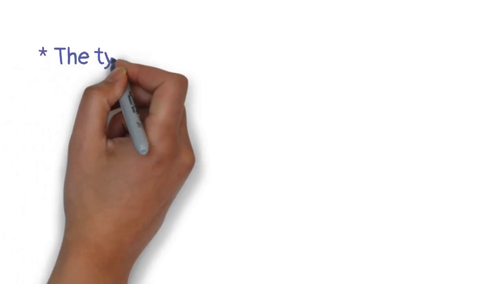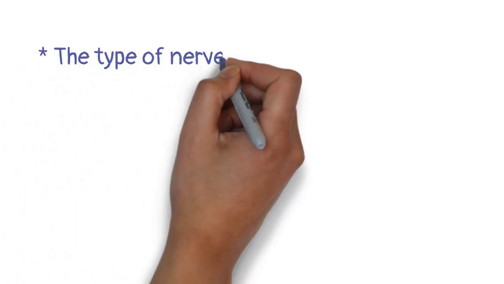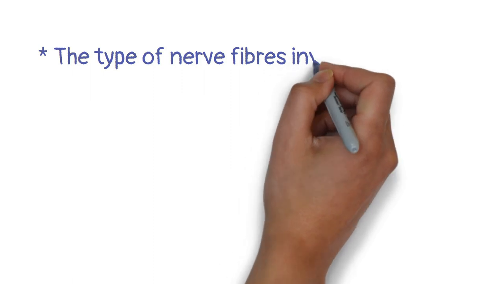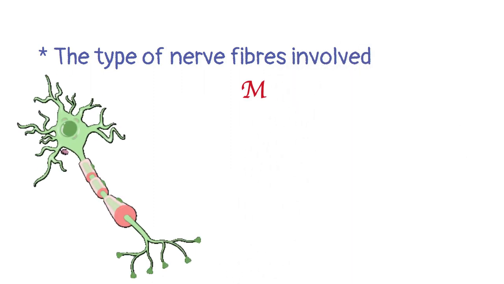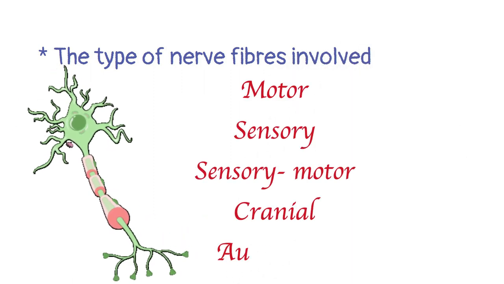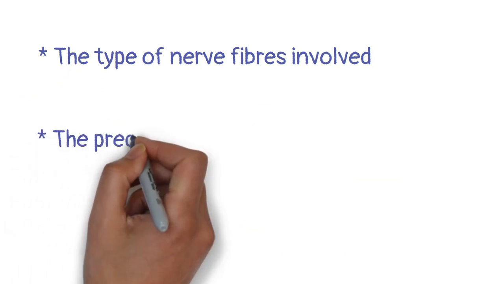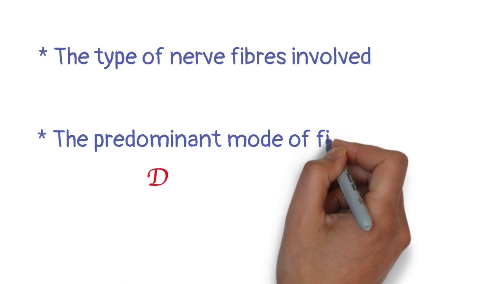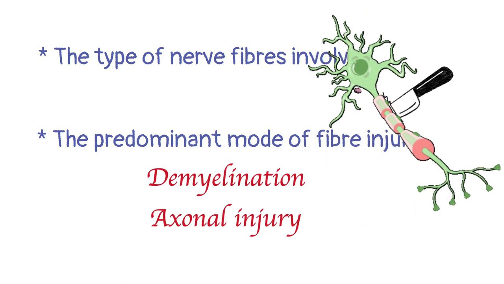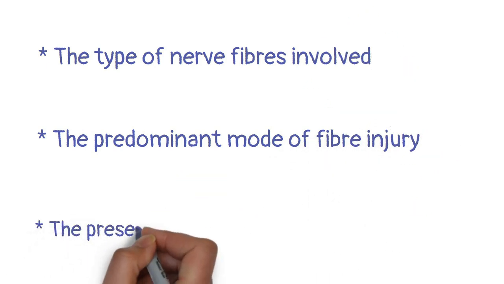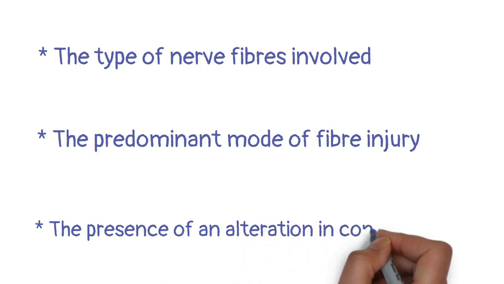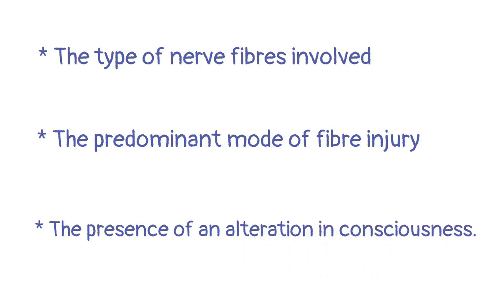There are different clinical variants that are based on the types of nerve fibers that are involved. This could be motor, sensory and motor nerves, cranial or autonomic nerves. The predominant mode of fiber injury, this could be demyelinating or axonal injury. And finally, the presence of an alteration in consciousness. According to these three factors, we can divide Guillain-Barre syndrome into its different variants.